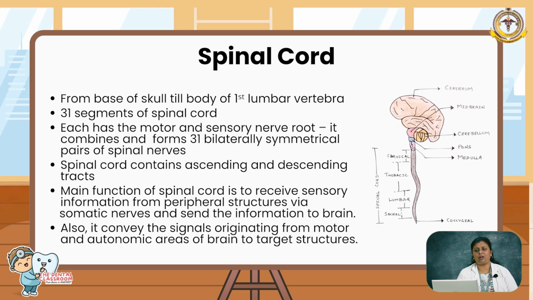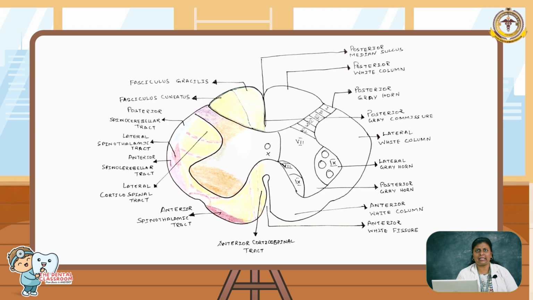So that is the function of the spinal cord. So this is the structure of the spinal cord, you can see in the picture. In cross section, the spinal cord will have a posterior part and an anterior part. In the posterior part, it has the medial sulcus. It will be dividing the spinal cord on either side.